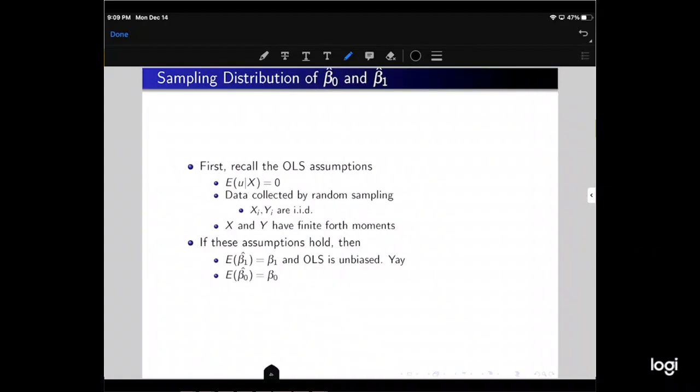So the sampling distribution for beta hat 0 and beta hat 1. First, recall the OLS assumptions. The expected value of u conditional on x is equal to 0. This one also implies the expected value of u equals 0. Data are collected by random sampling, so xi and yi are IID, and x and y have finite fourth moments, or as we called this in the previous lecture, outliers are rare.